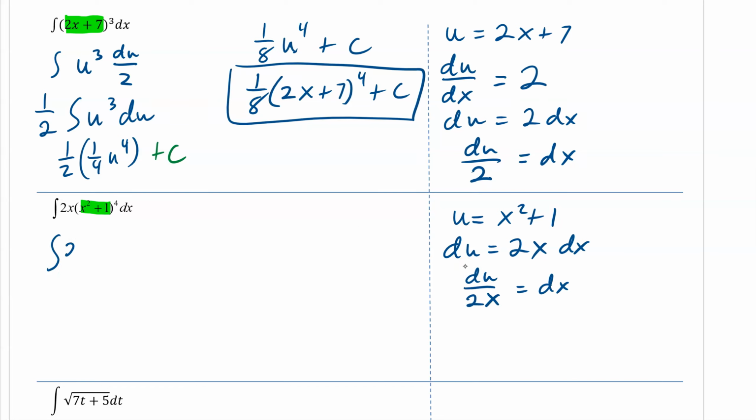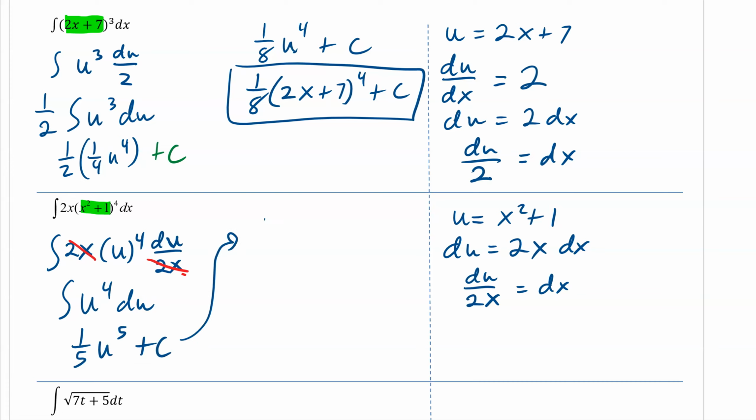Plugging that in, we get 2x, u to the 4th, and then dx is du over 2x. So you can see the chain rule had already been applied here, and so we had x squared, its derivative is 2x. So it's just sitting there waiting for us to cancel it away. So now we have u to the 4th du integral. We take our integral, so it's 1/5 u to the 5th plus c. Converting it back to our x, there we have it.